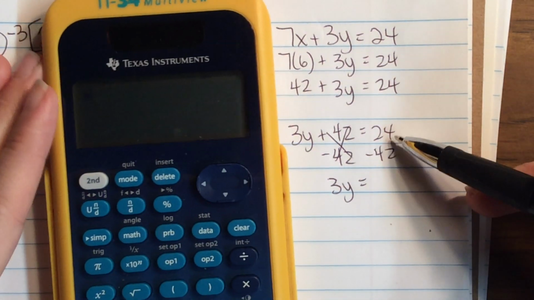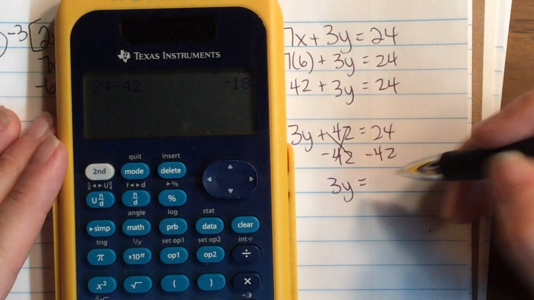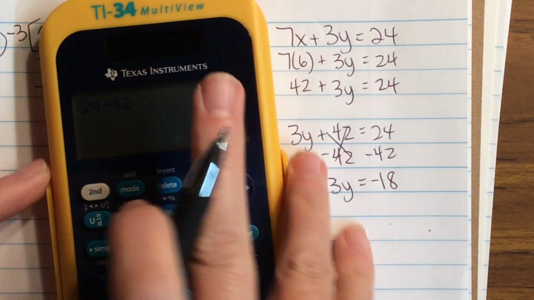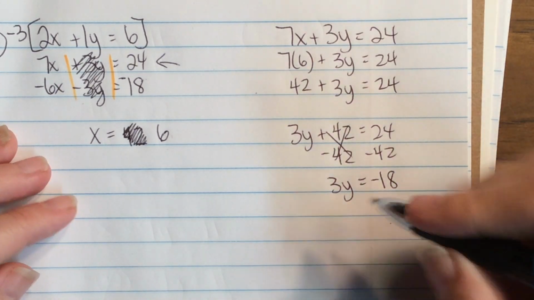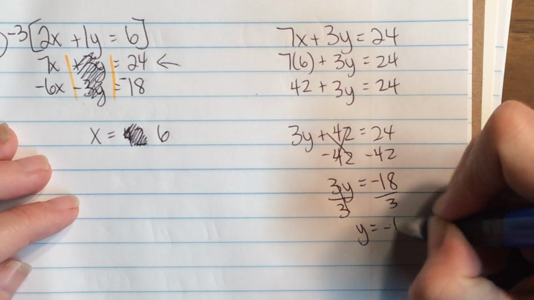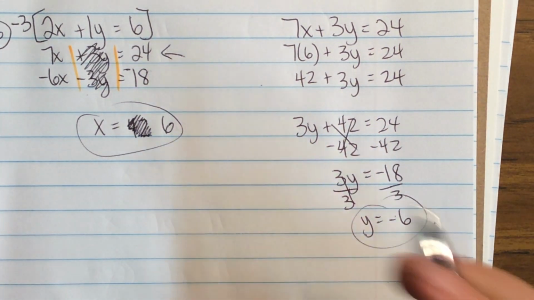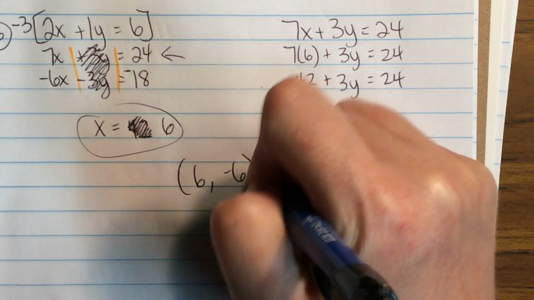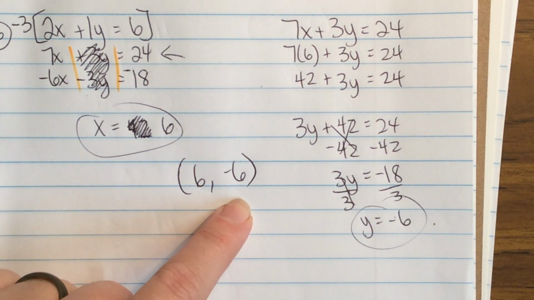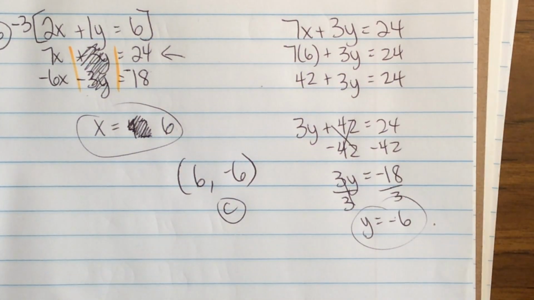So we have positive 24 and negative 42. So negative 18. Then we're going to divide by 3. And y equals negative 6. So we have our 2 solutions. So our coordinate point is 6, negative 6. Which is on there, which is C again.